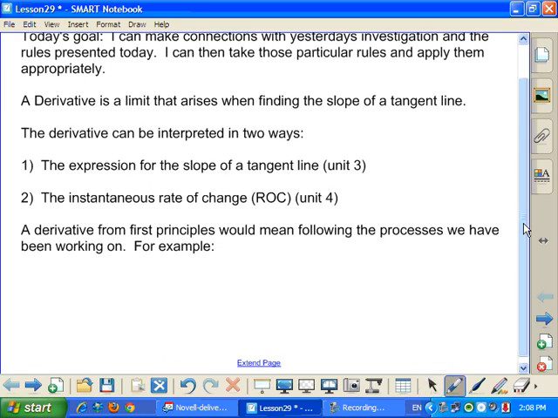A derivative. Okay, and here's a definition. A derivative is a limit that arises when finding the slope of a tangent line. And I said in the calculus portion of this course, that's all we're doing. We are finding slopes of tangent lines. Now, the derivative can be interpreted in two different ways. The first one's the expression for the slope of a tangent line, and that's what we're looking at in Unit 3. So Unit 3 is we're just finding an expression for the slope of the line. And in Unit 4, we're going to look at instantaneous rate of change. We're going to apply it to real-world situations.